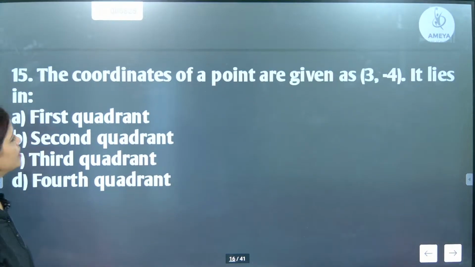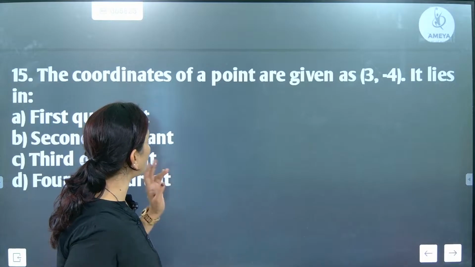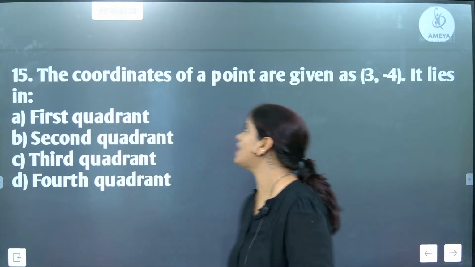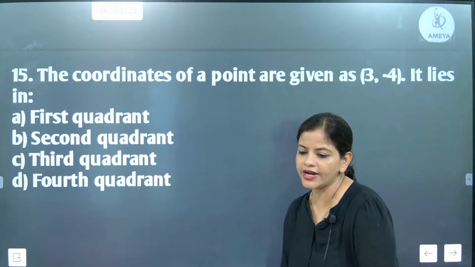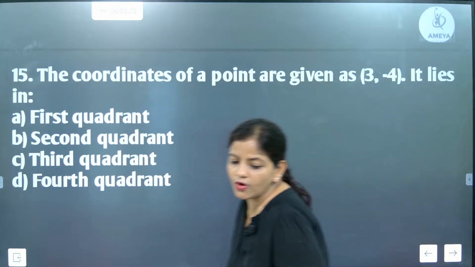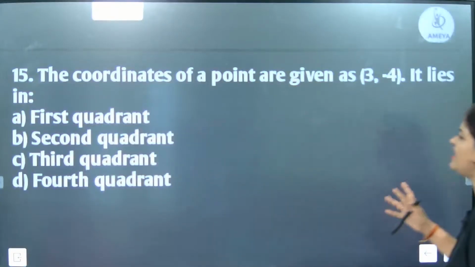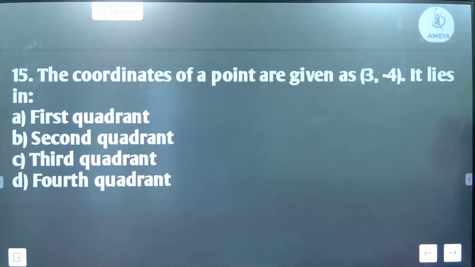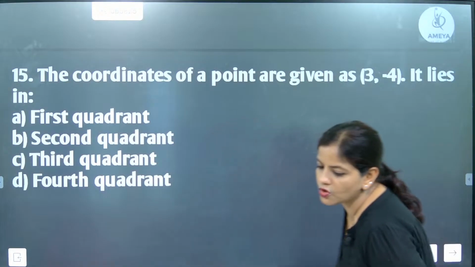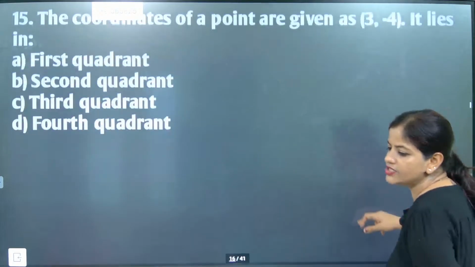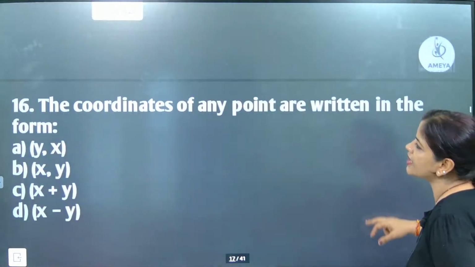Now go for this question. The coordinates of a point are given by (3, -4). It lies in the first quadrant, second quadrant, third quadrant or fourth quadrant? Come on, just now we are doing the preliminary, very easy questions. Tell which quadrant? Fourth quadrant. Yes, it's the fourth quadrant. Absolutely correct.